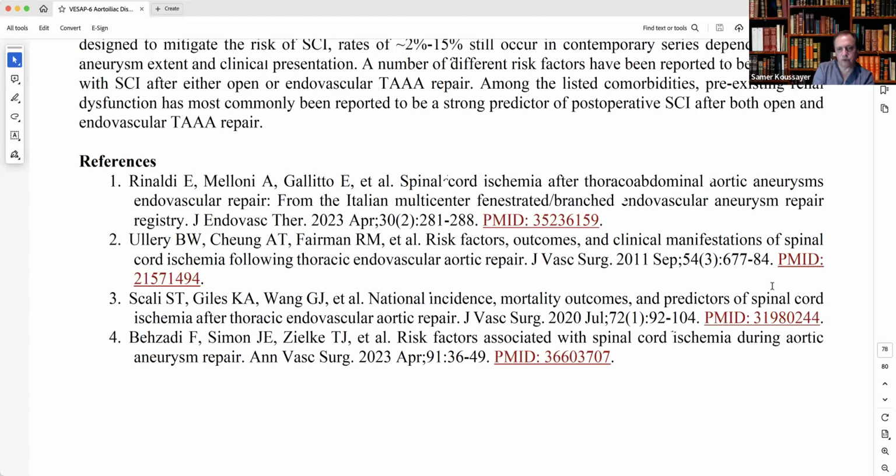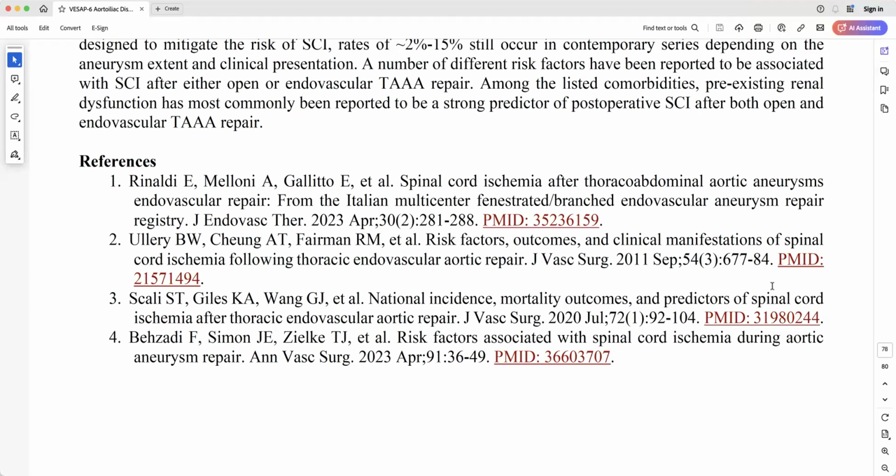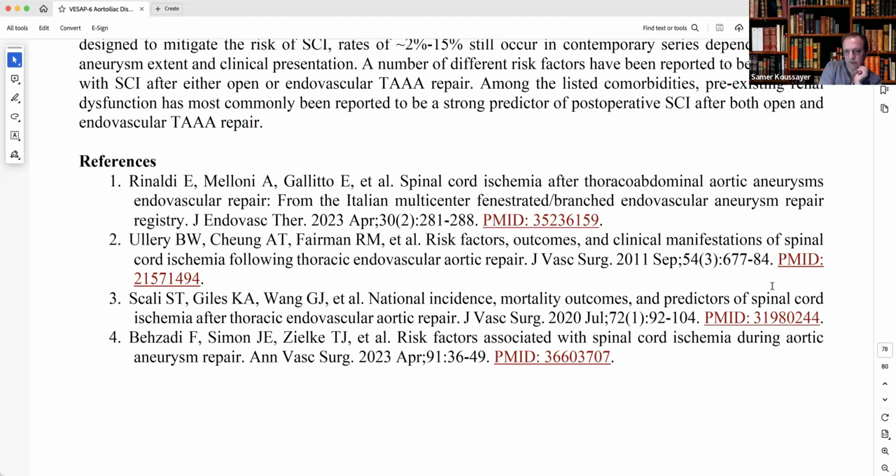There's a question. Where is your landing zone? How do you decide which one is your landing zone? Let's say that the dissection starts at the subclavian, but the entry site is about 4 centimeters from the subclavian. So where is your landing zone?